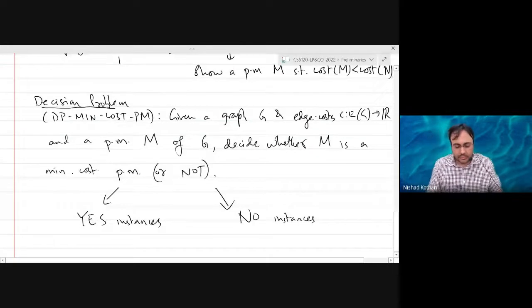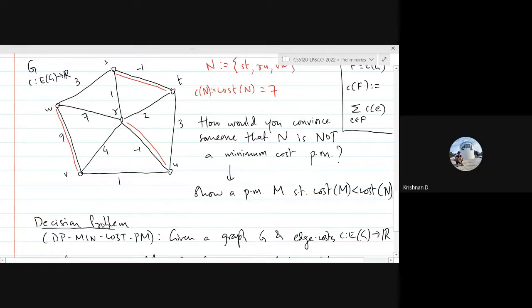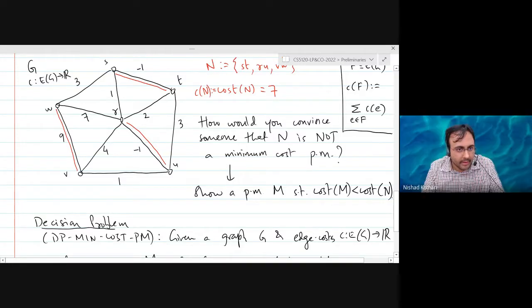Right? So in our example, we were given a perfect matching that is not a minimum cost perfect matching. Can someone actually find me a perfect matching whose cost is lesser than N in this small example? So can you quickly examine the perfect matchings and see if you are able to find one which has lesser cost? Yeah, go ahead, Krishnan. VU, RT, and WS. Yeah, WS. Exactly. Thanks, Krishnan.